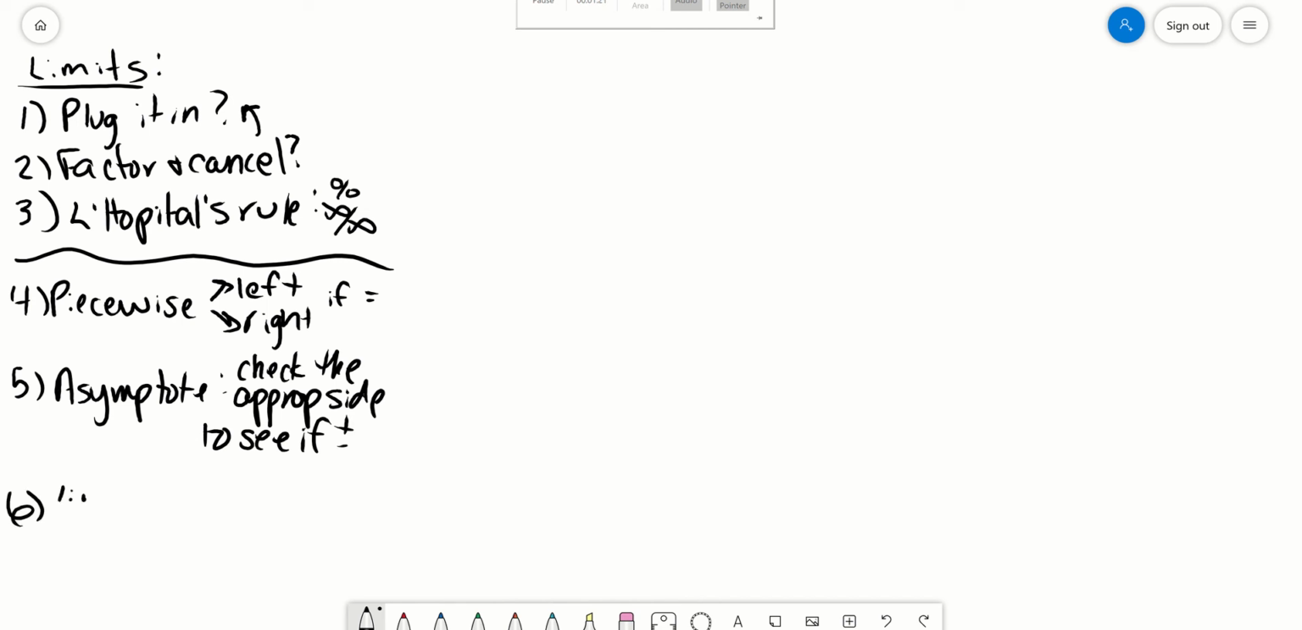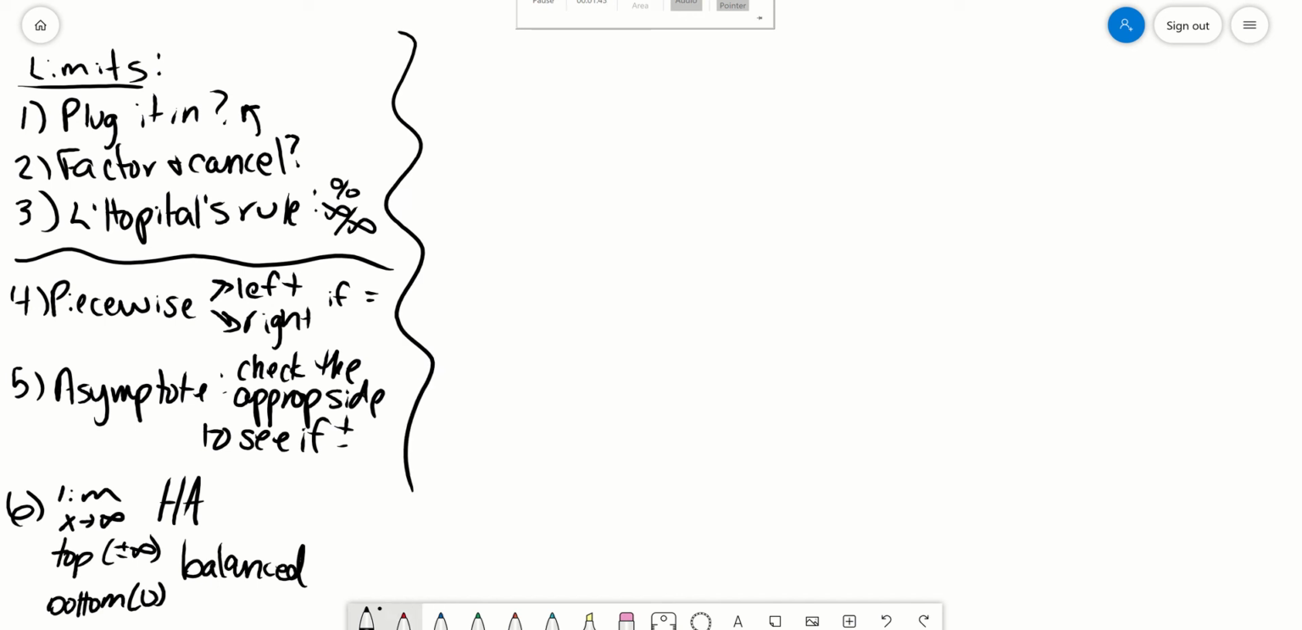And if it is a limit as x approaches infinity, that means you are looking for a horizontal asymptote. So is it top heavy, meaning there is going to be an answer of positive or negative infinity? Is it bottom heavy, which means the answer is going to be 0? Or is it balanced, where you would look at the fraction of the leading coefficients? So let's run through just a couple examples of evaluating limits just to make sure we're all on the same page.